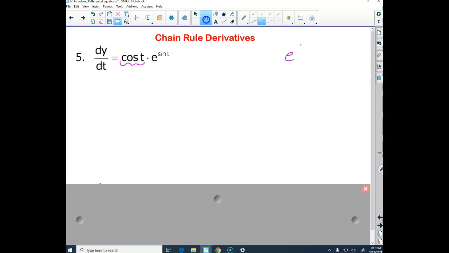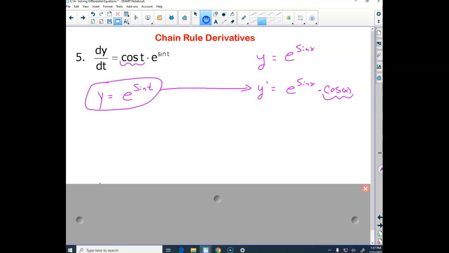If I had e to the sine x, that was y equals, what is my derivative of that? Remember, it was e to the something, to the sine x, times the derivative of the something. Derivative of sine is cosine x. So this something is coming out of the chain rule of that e to a function of x. So this is going to be y equals e to the sine t. And then when I take the derivative, I don't need to do this because I can see I just did it, and that's where that cosine t comes from, okay?